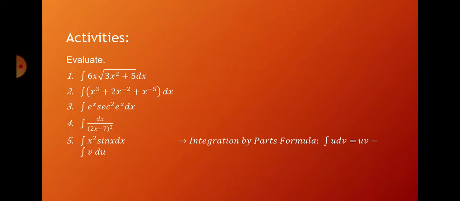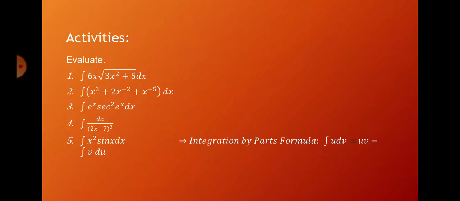So here are the following activities. Evaluate. Number 1, the integral of 6x over 3x squared plus 5 dx. Number 2, the integral of x cubed plus 2x to the negative 2 plus x to the negative 5 dx. 3, the integral of e to the x secant squared e to the x dx.